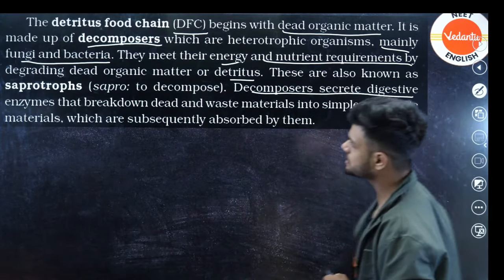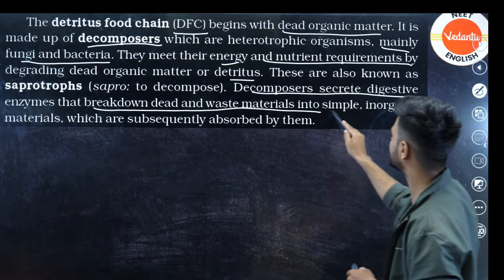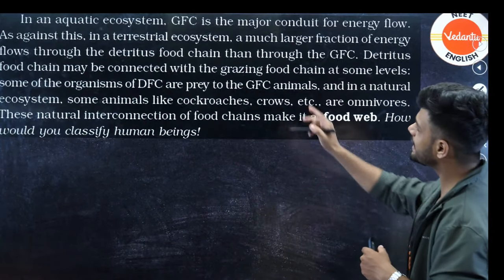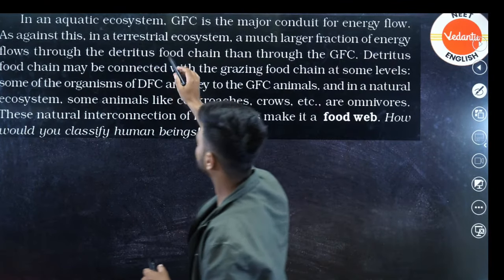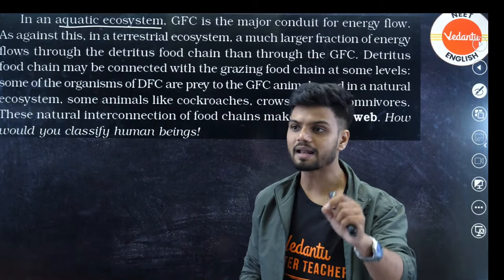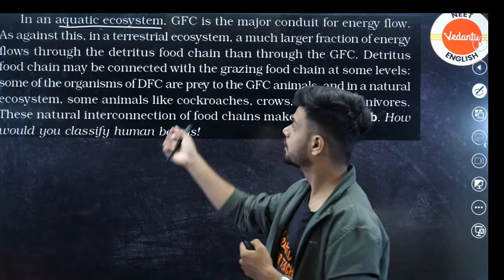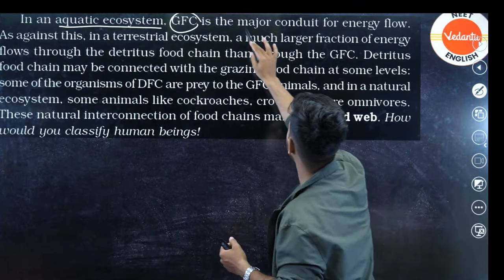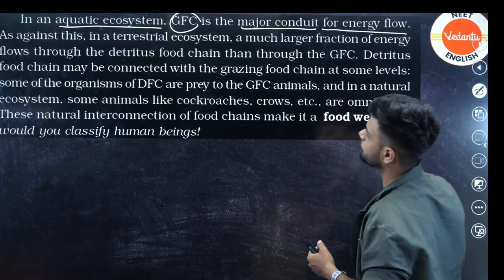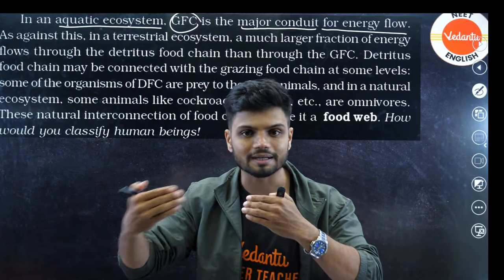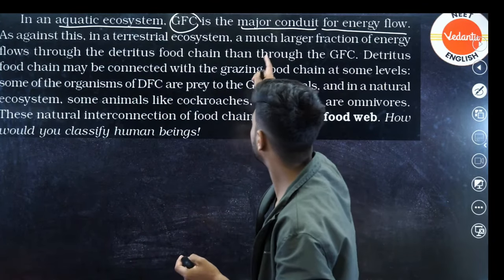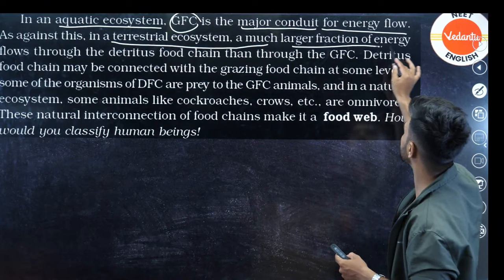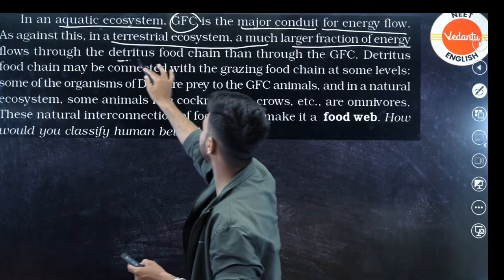Decomposers secrete digestive enzymes that break down the dead and waste material into simple inorganic material, which are subsequently absorbed by them. Okay? So, this is important now. In an aquatic ecosystem, GFC, grazing food chain, is the major conduit for energy flow. In an aquatic ecosystem, the major conduit of nutrient cycle is happening because of GFC. As against this, in a terrestrial ecosystem, a much larger fraction of energy flows through the detritus food chain.